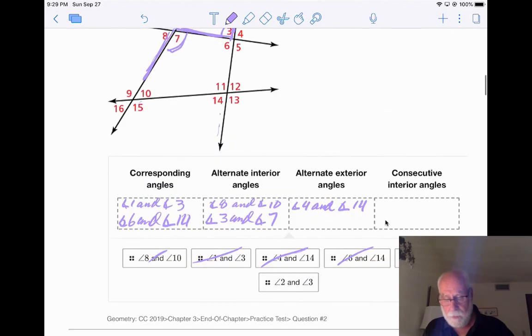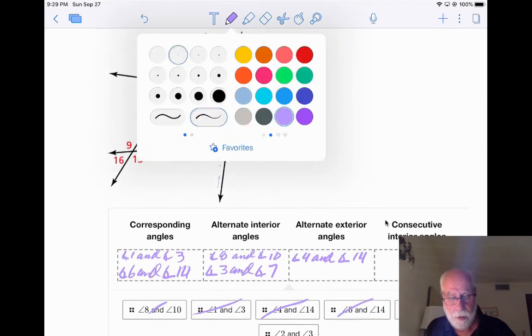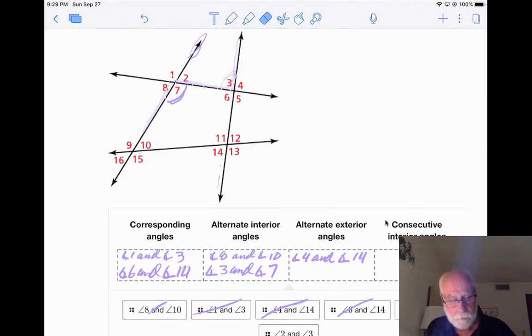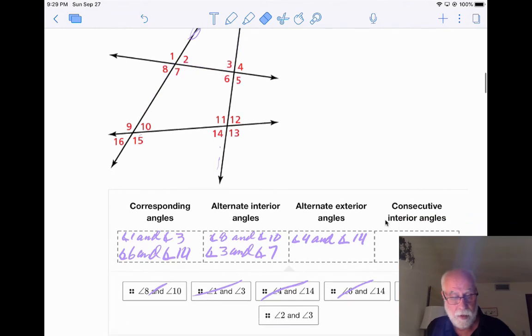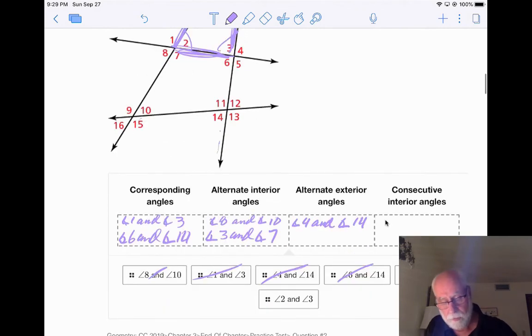So I guess that means by elimination, the last ones have to be consecutive interior. But let's just make sure. So here's our 2. Here's our 3. Remember, consecutive would make a C pattern, which they do. So angle 2 and angle 3 go there.